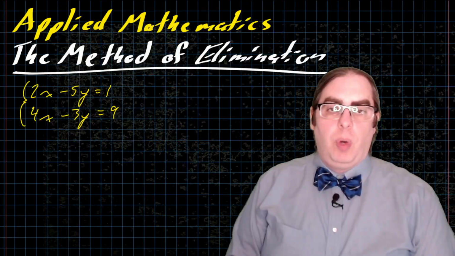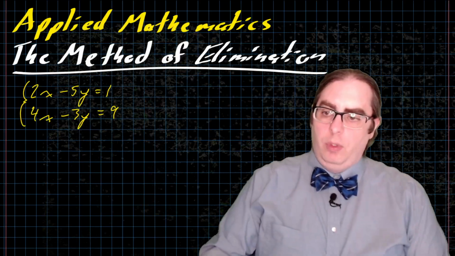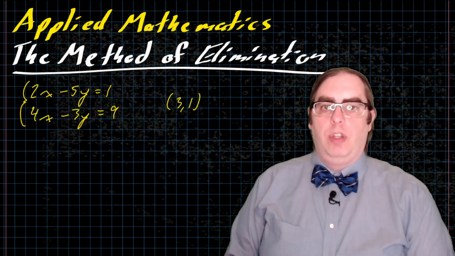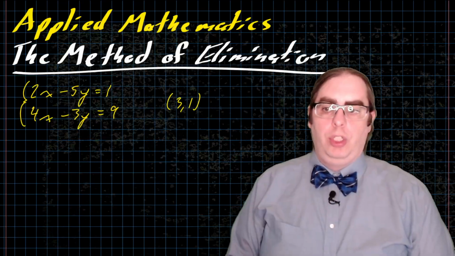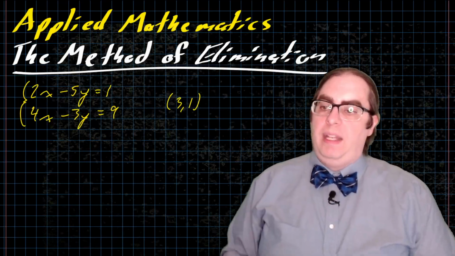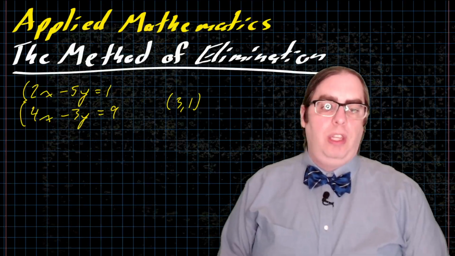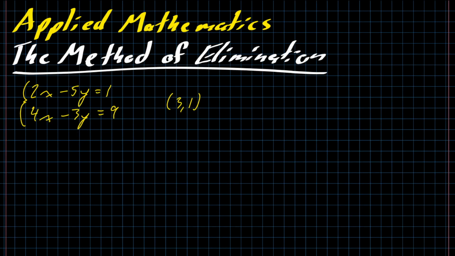2x minus 5y equals 1, 4x minus 3y equals 9. We've looked at the graph of this system and we solved this system using the method of substitution. In both cases, we got the solution (3, 1). Now I want to go through the same system again, this time using the method of elimination. So let me get my head out of the way and we will dive in.